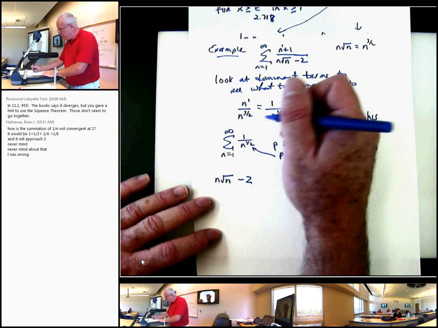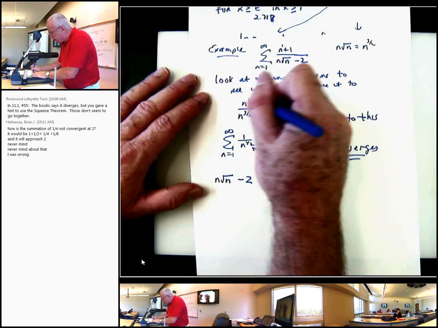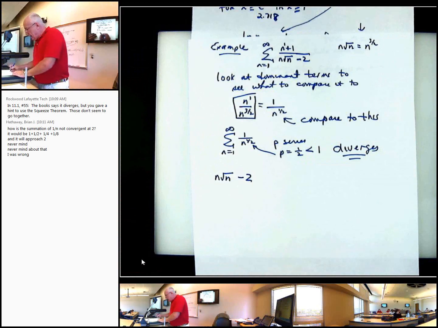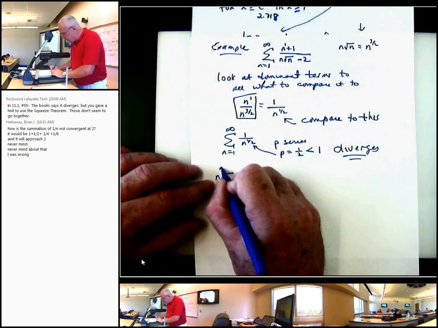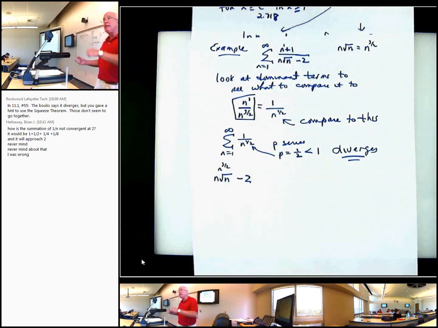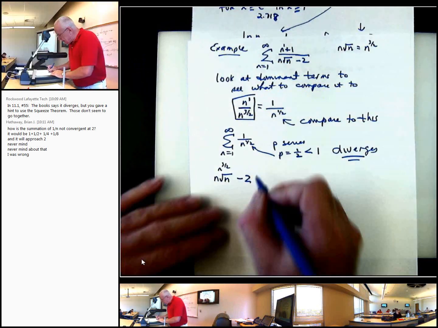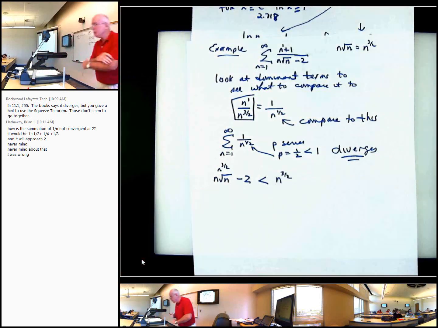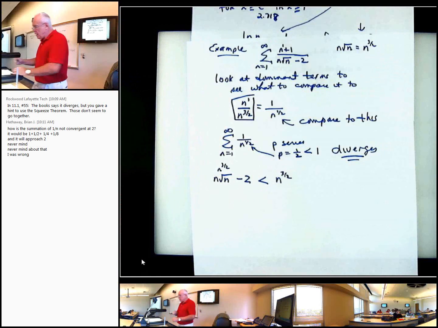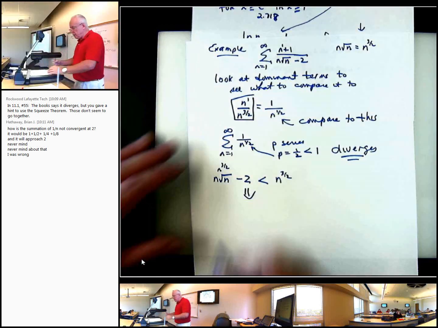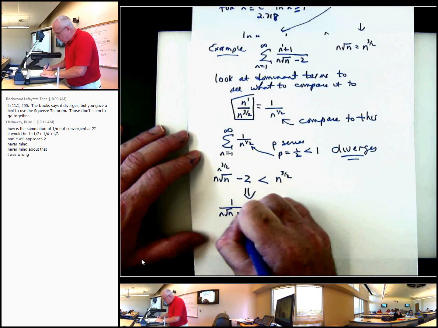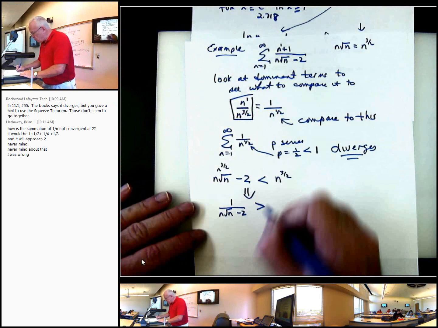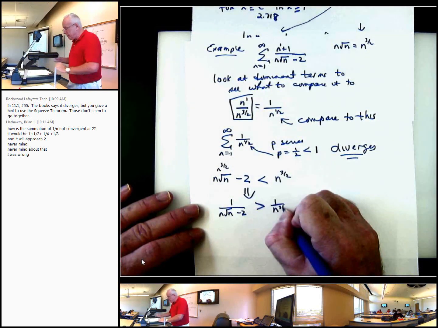For this purpose here, I'm going to go back to this original way to express it as n over n to the 3 halves power. This is n to the 3 halves power. Take away 2. So therefore, it's less than n to the 3/2 power, because we're subtracting off a 2. So if I flip this into the denominator, 1 over n square root of n take away 2, I now flip the inequality sign, and that's greater than 1 over n to the 3/2 power.